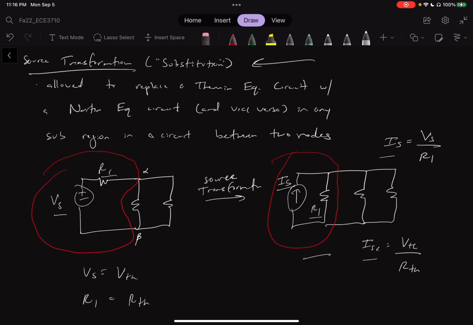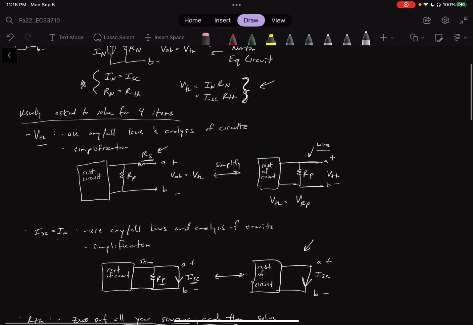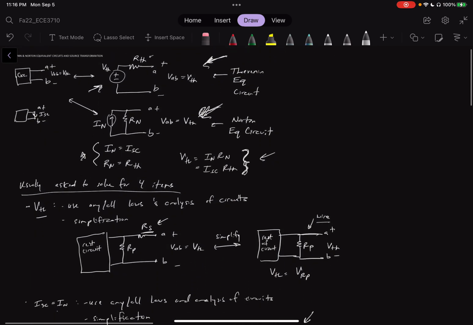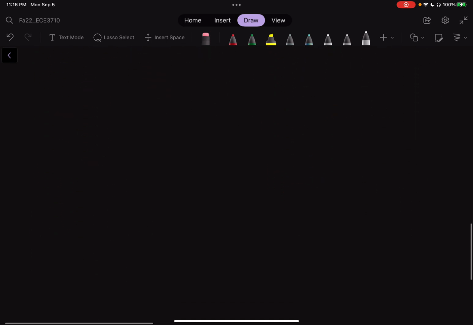For example, at universities, they'll give you a complex circuit and they're like, what's the voltage across this random resistor? And it would help you if you use source transformation to complete any analysis or laws to solve for the voltage across a random resistor. I will show you as we do practice problems. But up until now, I have explained Thevenin equivalent circuit, Norton equivalent circuit, and source transformation. So let's do an example.